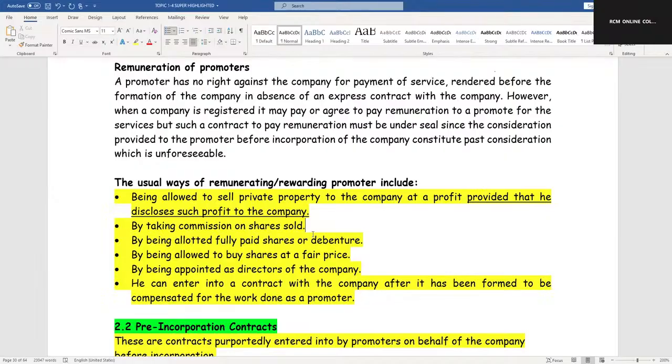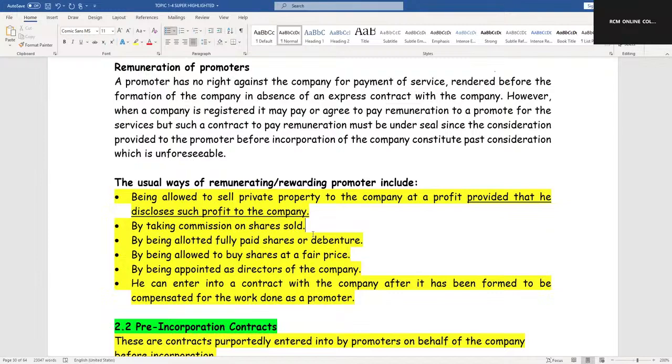So they'll now, in this case, enter into a contract formally and, of course, say, for the work you did, we're going to pay you 200,000. So you'll be able to get that money. So you can formally enter into an agreement with the company after formation to be compensated or remunerated for the work he did as what? As the promoter of the company.